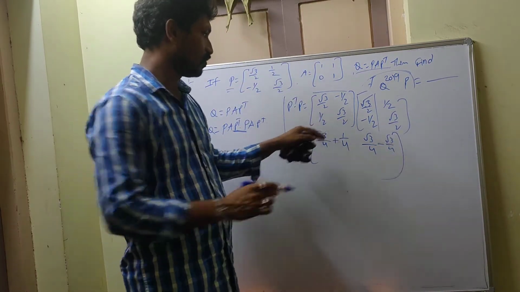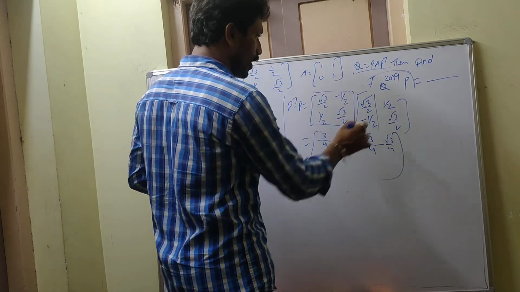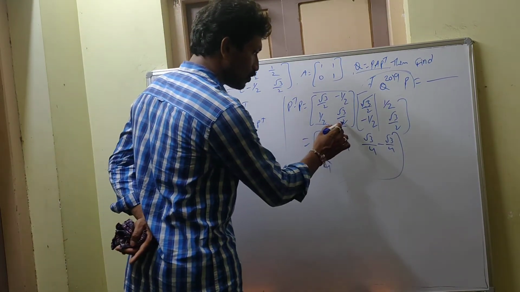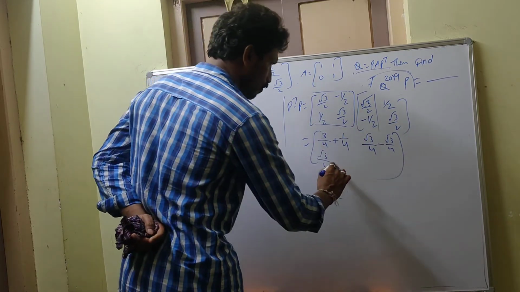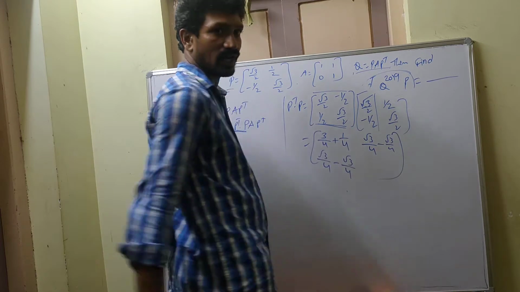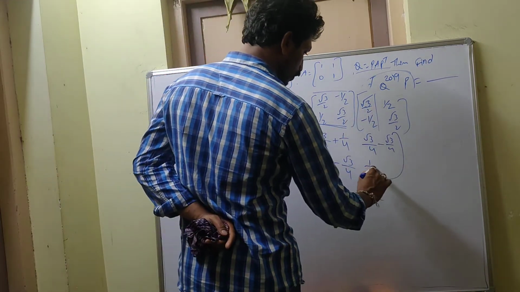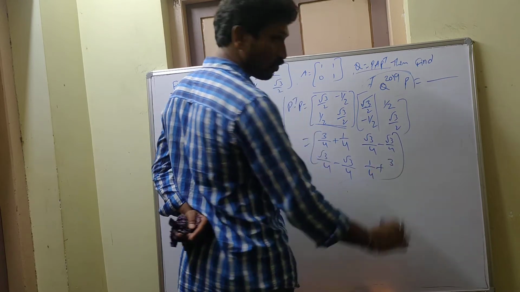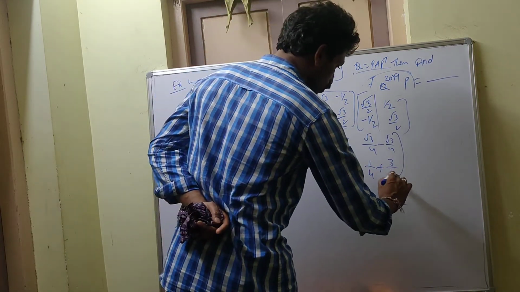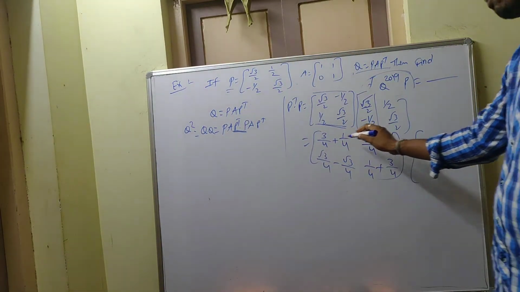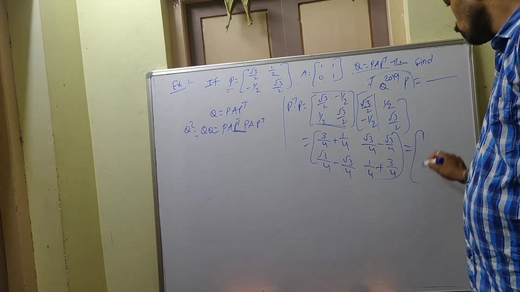Over. Now go to second row to first column. 1 by 2 into root 3 by 2, so that becomes root 3 by 4. Next, root 3 by 2 into minus 1 by 2, so minus root 3 by 4. Next, second row to second column. 1 by 2 into 1 by 2, 1 by 4, plus root 3 by 2 into root 3 by 2. Numerator root 3 into root 3, 3. Denominator 2 into 2, 4. So this becomes 3 by 4 plus 1 by 4, 4 by 4. 4 by 4 means 1.